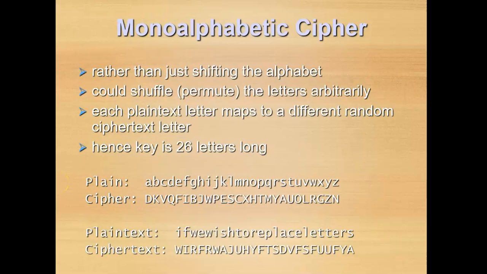Now moving to monoalphabetic cipher. In this monoalphabetic cipher, instead of just shifting, we are going to permute the alphabets, we can shuffle it and get it, right? So each plain text letter maps to a different random ciphertext letter. Hence the key is 26 letters long. Again the key is 26 letters long, and the plain text is given and the ciphertext is given here.